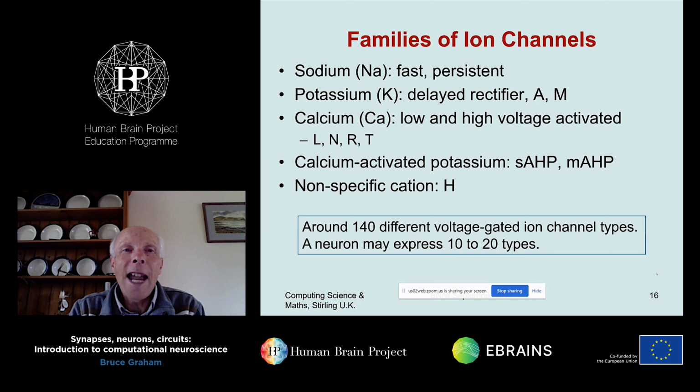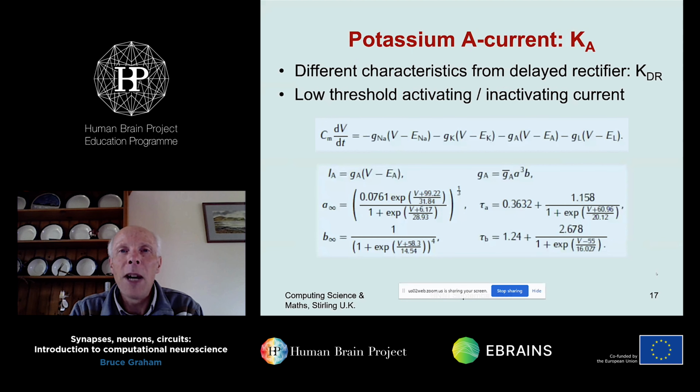We are still in the game of actually having to use parameter values which have not necessarily been determined in the neuron that we're actually modeling. So some approximation and guesswork is involved, and a lot of optimization can be done in terms of tuning a model to match particular experimental results by changing parameters.